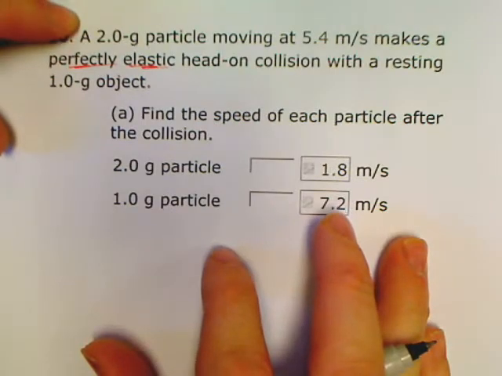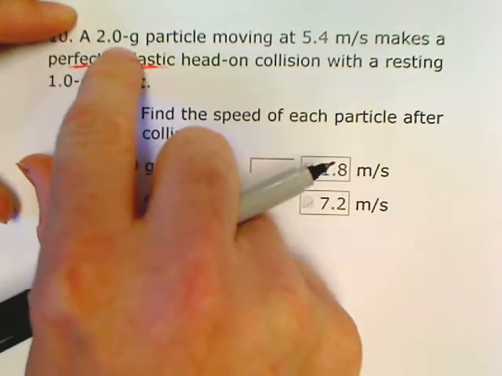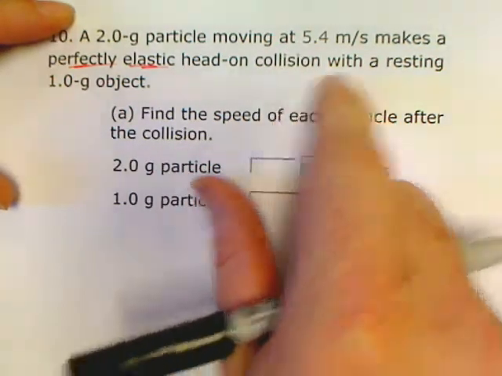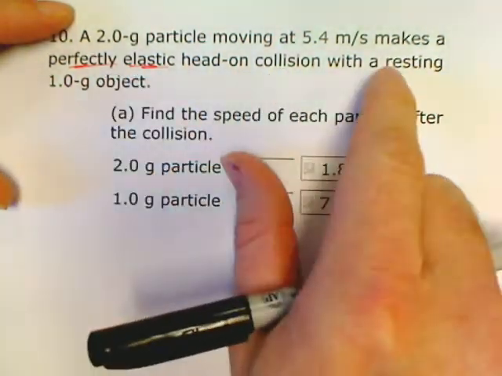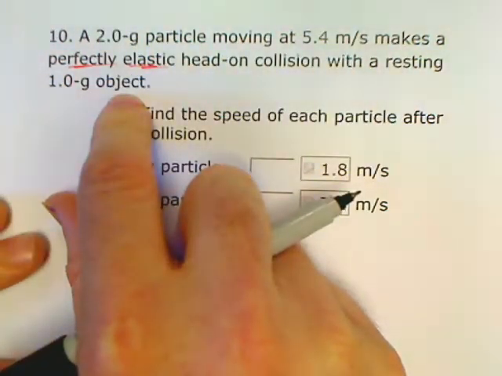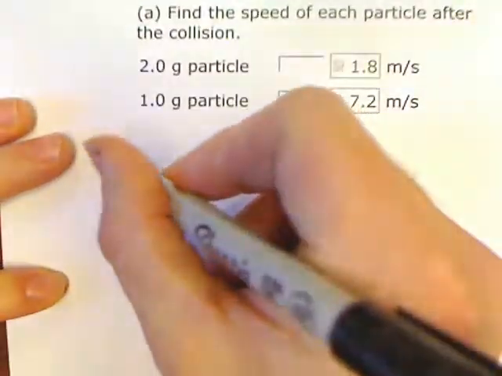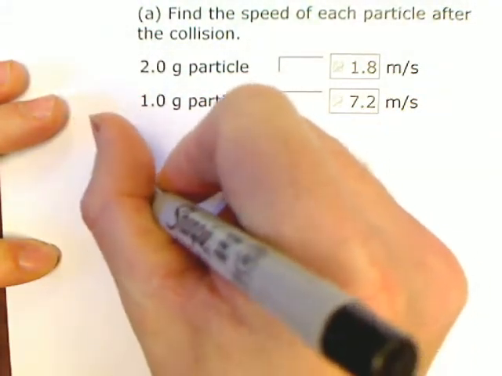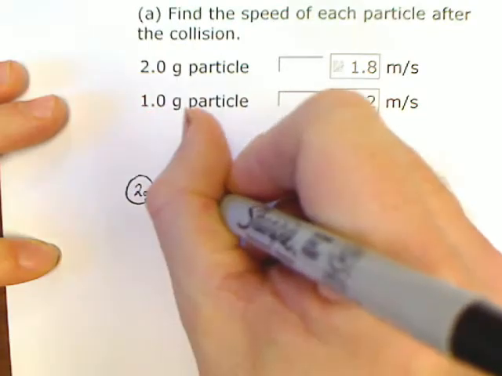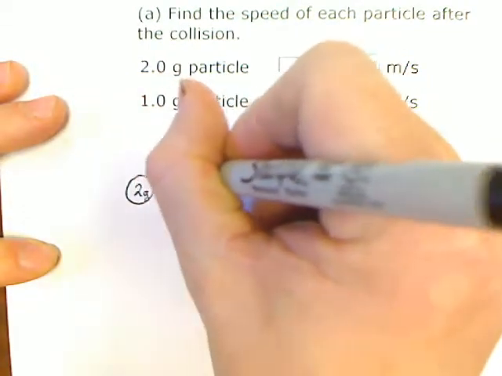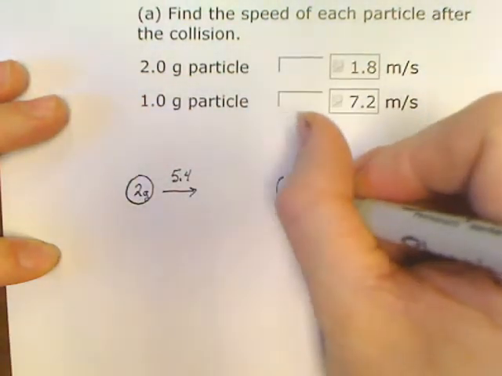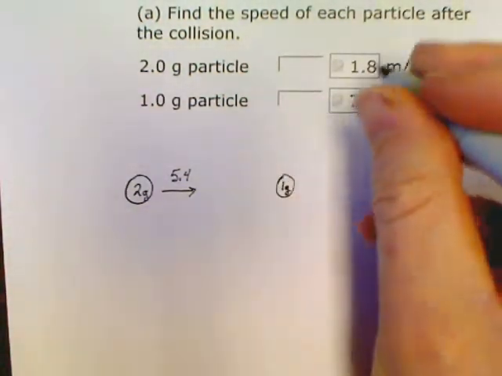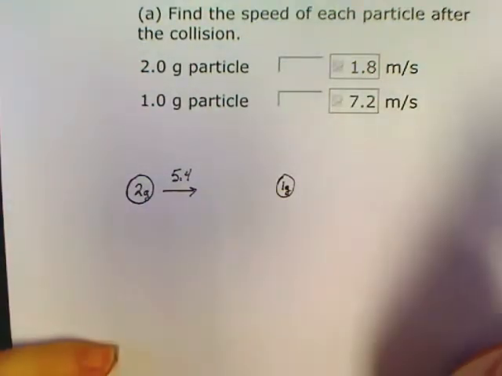This problem, there's a 2-gram particle moving at 5.4 meters per second, and it makes a perfect elastic collision with a resting 1-gram object. So let's draw this out. We've got a 2-gram object moving at 5.4, and it's going to run into a 1-gram object, and it's just sitting there, so it's not even moving.